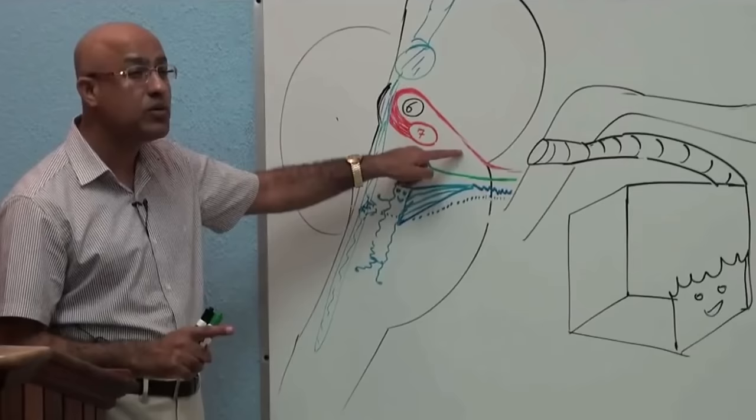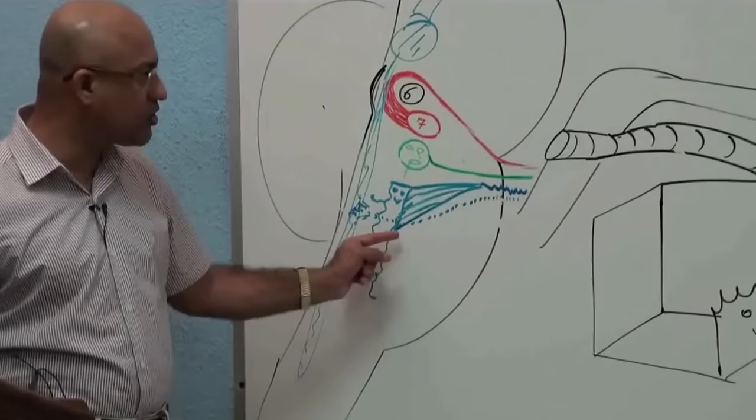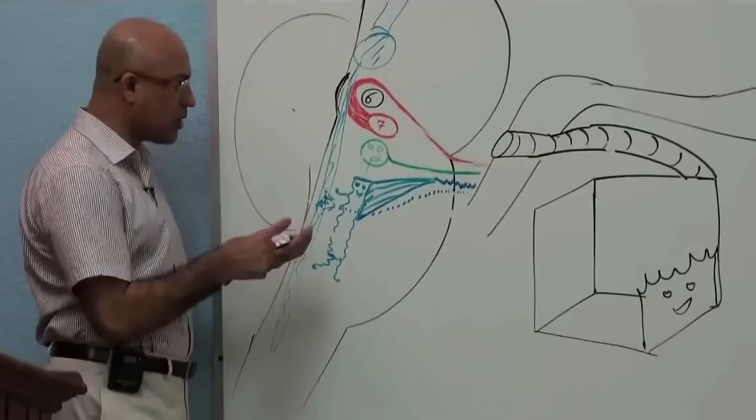Brachiomotor fibers reach their destination. Then I will talk about how parasympathetic fibers reach their destination. Then I will talk about how the taste fibers are connected with the periphery. And in the last, I will discuss how the general somatic afferents are connected with the periphery. First of all, we talk about these fibers.